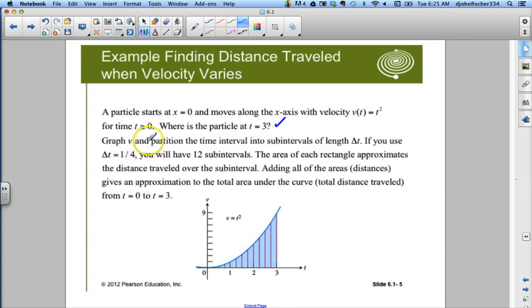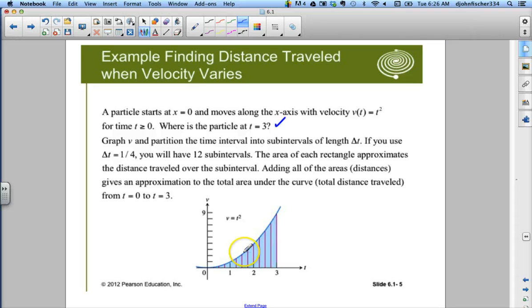So we graph the velocity and partition the time interval into subintervals of change of t. If we use change of t to be 1/4, we'll have 12 intervals, because there are 4 intervals between each whole number. 4 between 0 and 1, 4 between 1 and 2, 4 between 2 and 3. So we've got 1/4, 1/2, 3/4, 1, 1 1/4, 1 1/2, 1 3/4, 2, and so on down the line.